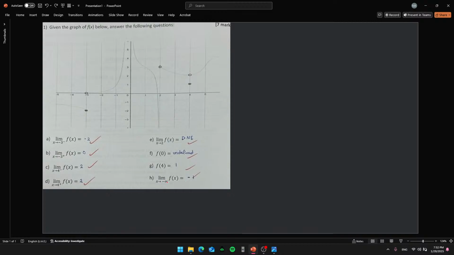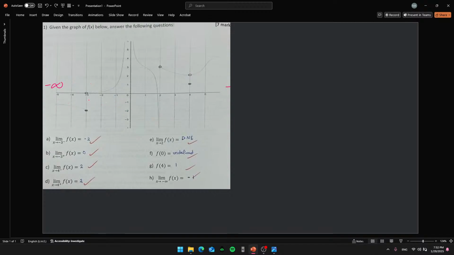And as x approaches -infinity, the function goes to a y value of -1. So this is -infinity, this is positive infinity. As x goes to -infinity, the function approaches a y value of -1.